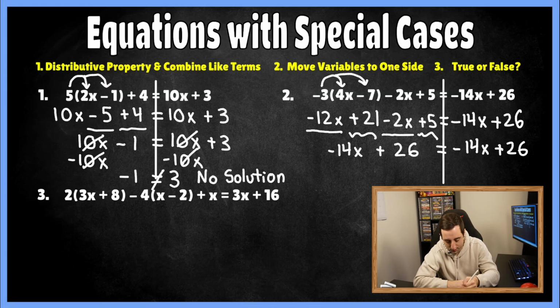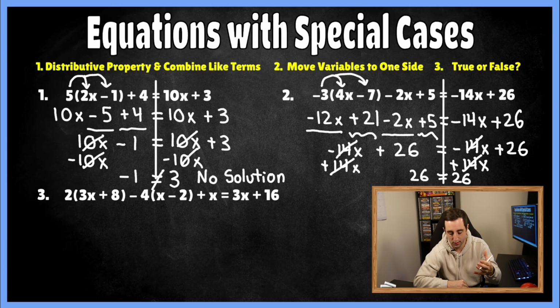Now let's move our negative 14x over to the right side by doing the opposite or the inverse and adding 14x to both sides. Negative 14x plus 14x is going to cancel these out and go to 0. Same on the right side. And then we're left with 26 is equal to 26, which is a true solution. And that means if you plugged in any number in for the variable of x, no matter what number you pick, the left side is always going to match the right side no matter what. So this is one of those scenarios where it's infinitely many solutions.